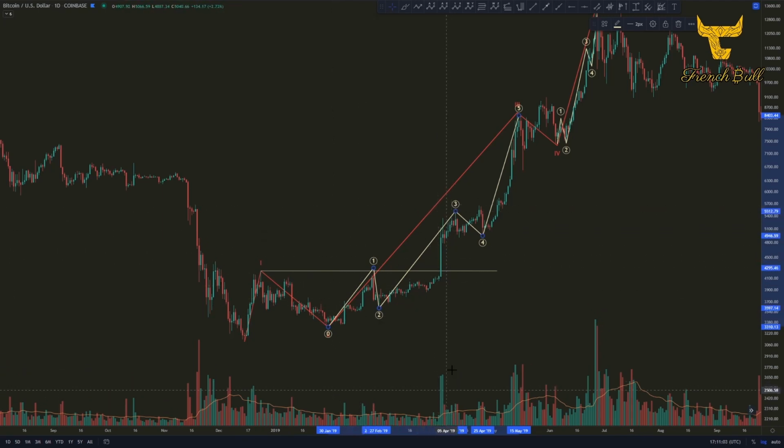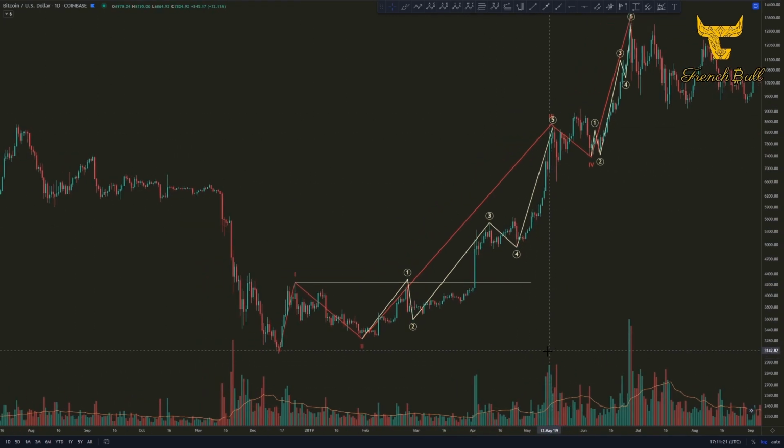wave 3 here is where volume comes in. This is where we got a clear change of market structure, and so this is when the sentiment is starting to shift, and as we go up, we change our market structure and volume is continuing to rise.